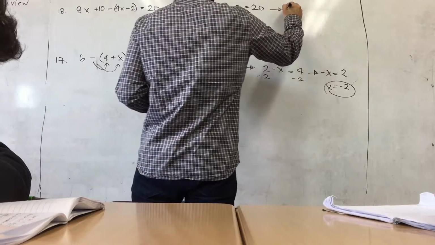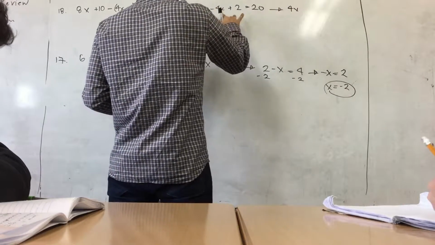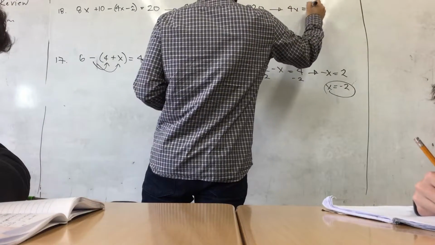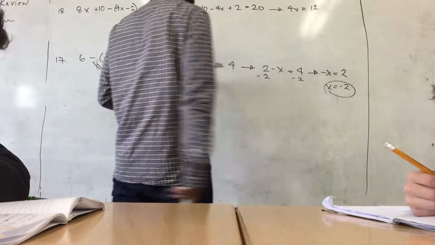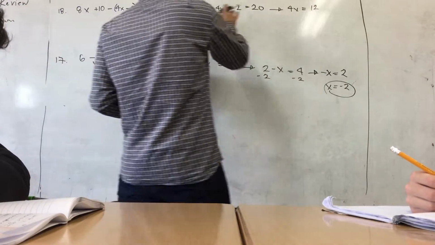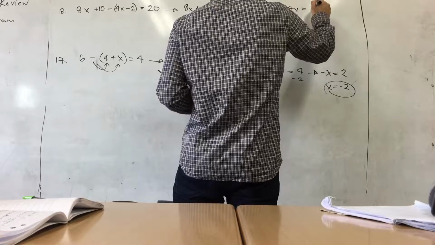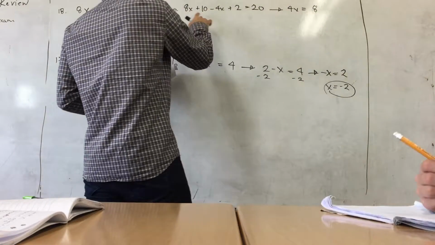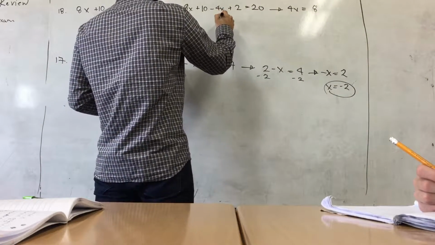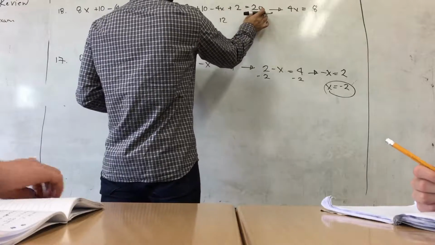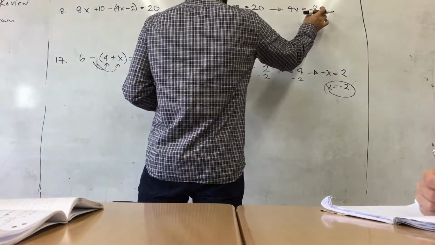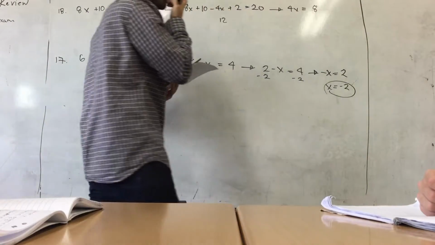I'm going to do all this in one step. 8x minus 4x, that's 4x. Okay, 20 minus 12 is 12. Sorry, 20 minus 12 is 8. What happened to the 10? 10 plus 2 is 12, so you'd have a 12 on this side, and then 20 minus 12 would give you 8.